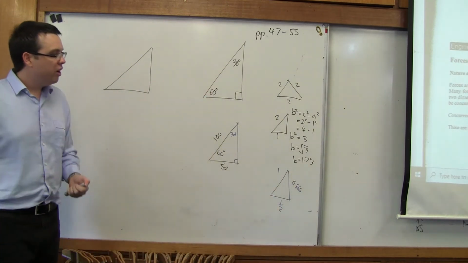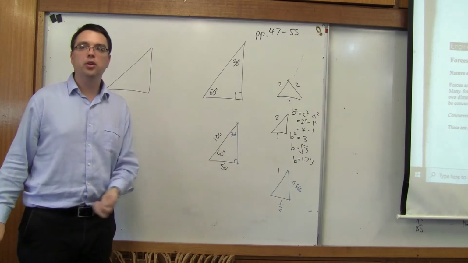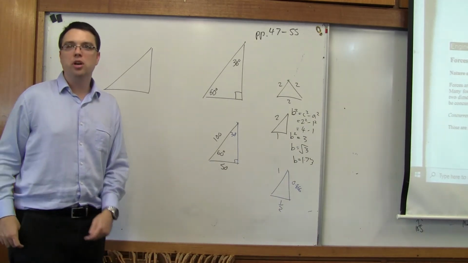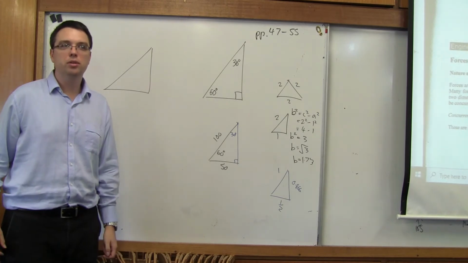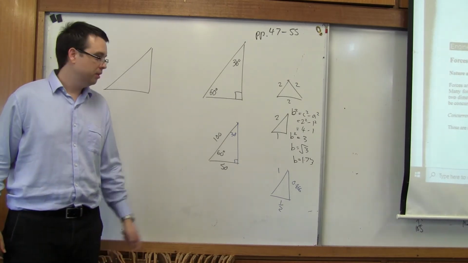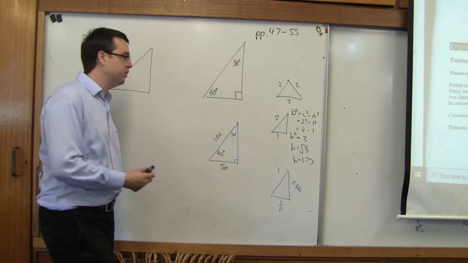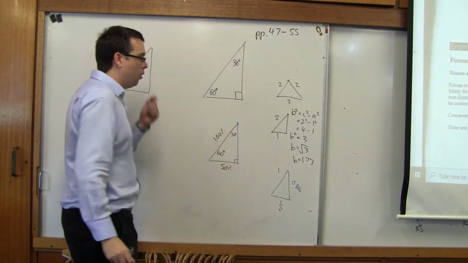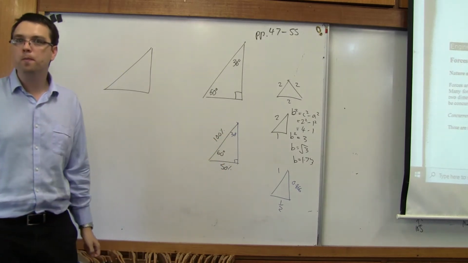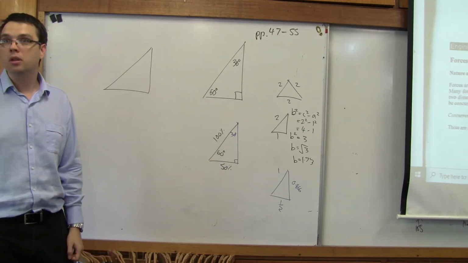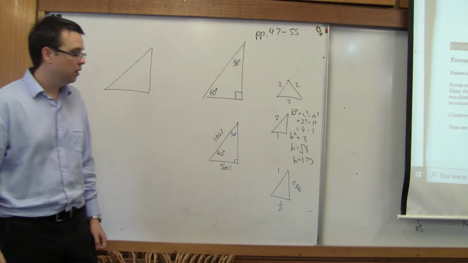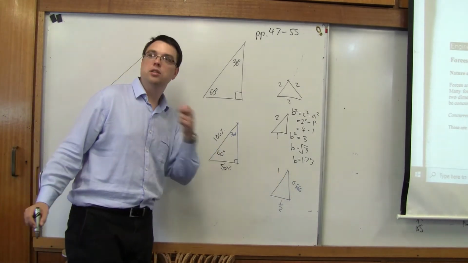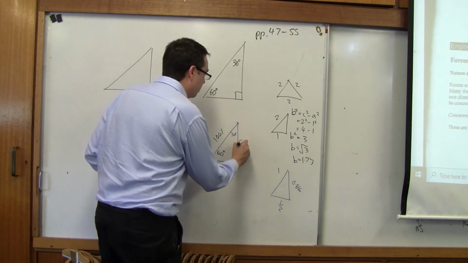So, if I told you that this big side of the 30-60 triangle was 100%, what is the small side of the 30-60 triangle? 50%. What's this last side? What's this number as a percentage? 86.6%. Excellent, exactly right. 86.6%.